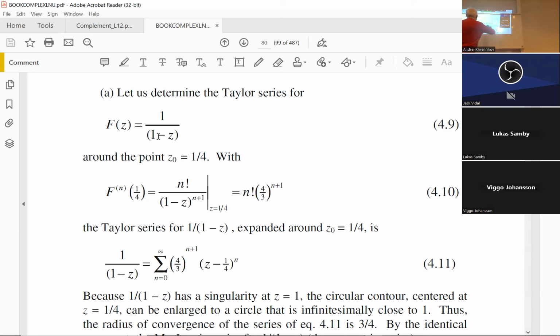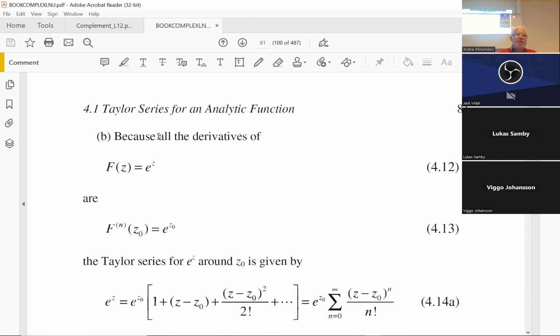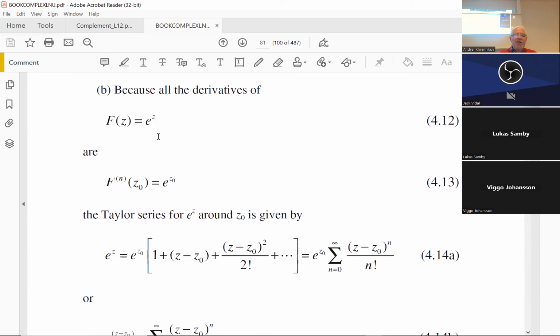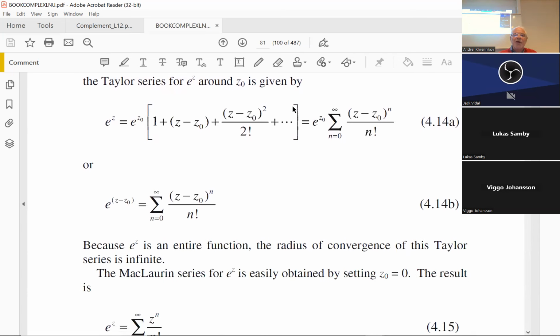Okay, now I think we have finished this Taylor series. Example: the exponent e^z. It is expanded in the whole plane, and the series converges because n factorial goes to infinity essentially stronger than z to the degree n.